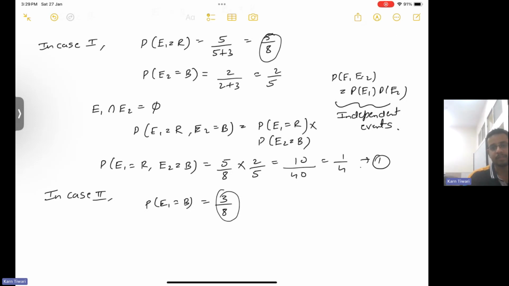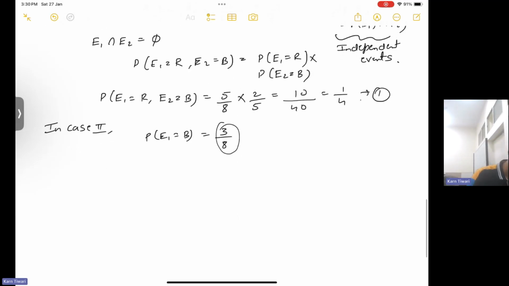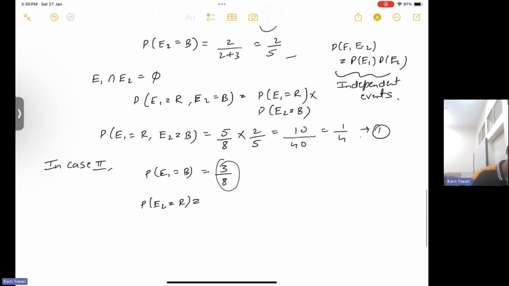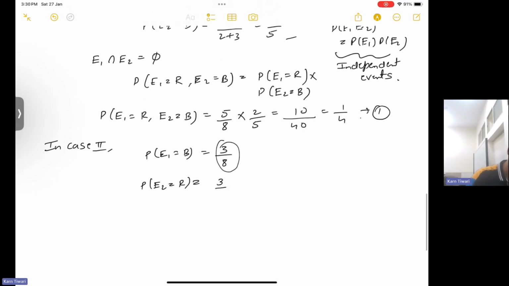Because our sample space consists of a red and a blue ball, we have just two events, and the probability of the sum of the sample space is 1. So that's the fundamental thing you already know about. Similarly, the probability of E2, which is red, you know, is 2 by 5. Here it will be 3 by 5.